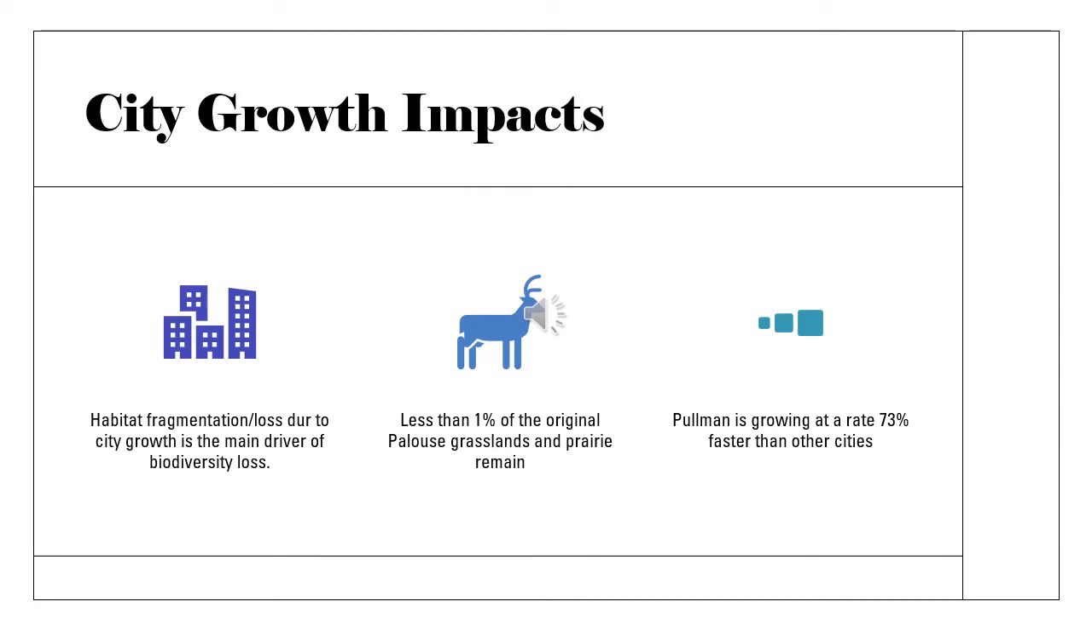Habitat loss and fragmentation due to city growth is the leading driver of loss in biodiversity. Less than 1% of the original Palouse grasslands and prairie remains, and Pullman continues to grow at a rate of 73% faster than other similarly sized cities. More and more of the environment is being taken away to make room for highways, buildings, and especially agriculture, unless major changes are made.